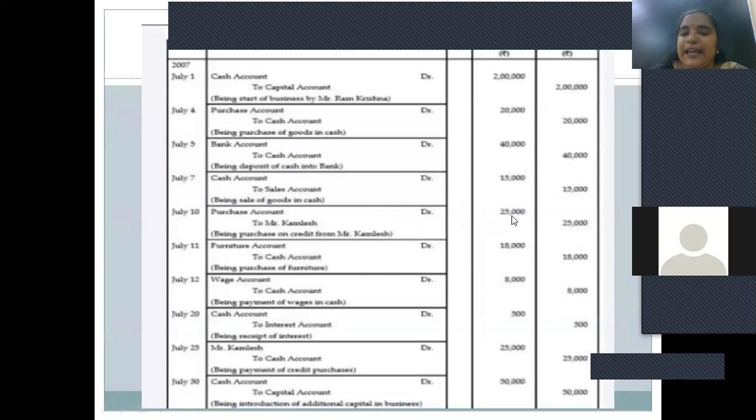Goods are coming into the business, so anything coming in is debited. Every transaction has one debit and one credit, and it is always equal credit and equal debit. So we write: being purchased on credit from Mr. Kalmesh. Okay.